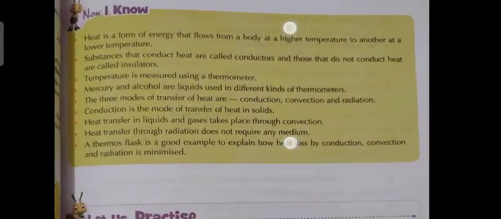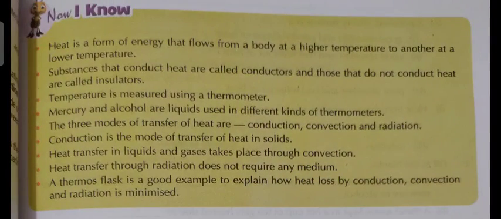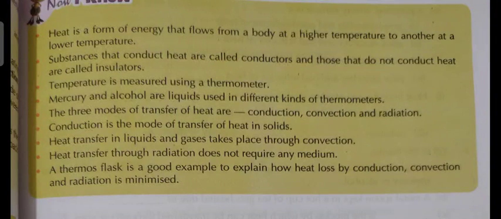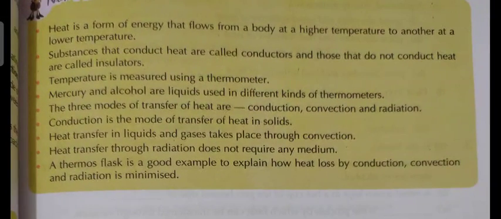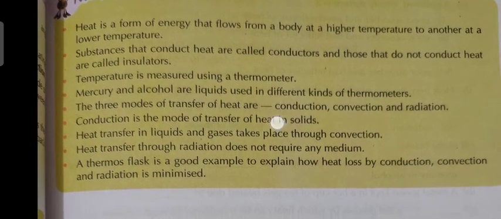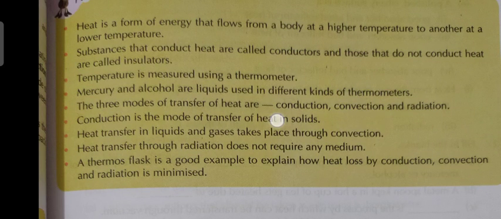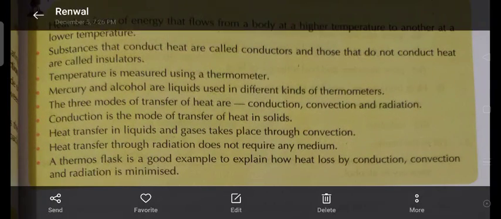After completion of this chapter, students, this is the summary which you must read, because it will recall some topics in your mind. Heat is a form of energy that flows from a body at a higher temperature to another at a lower temperature. Substances that conduct heat are called conductors, and those that do not conduct heat are called insulators. Temperature is measured using a thermometer. Mercury and alcohol are liquids used in different kinds of thermometers. The three modes of transfer of heat are conduction, convection, and radiation.